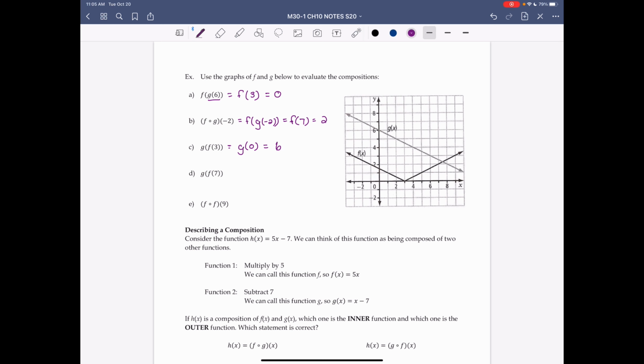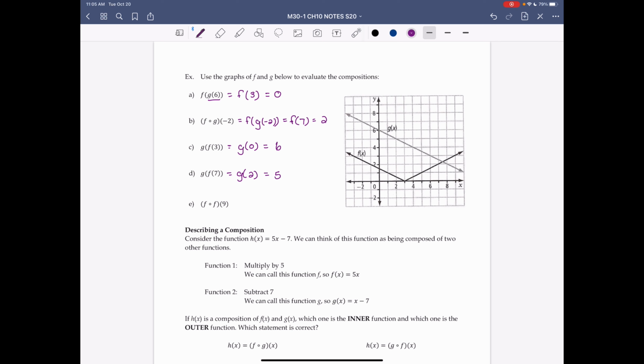Then g of f of 7, starting with our function f of x, we look at when x equals 7 on the function f of x, what is the value of y? And it is 2, which gives us g of 2. Next, we look at g of x. When x equals 2, what does y equal? X equals 2, go to the function g of x. Our y value is 5. So g of 2 is 5.